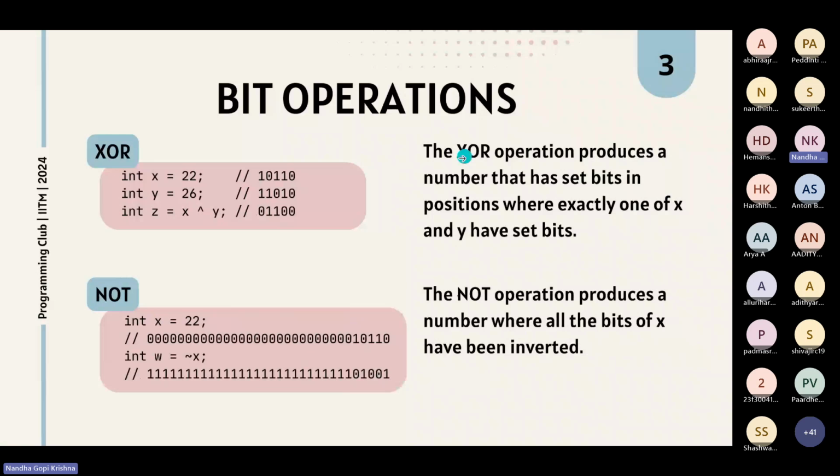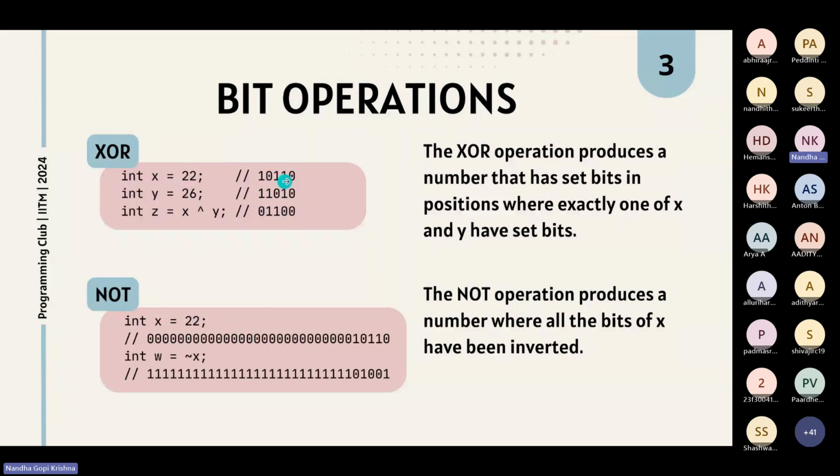Now we have XOR. What does a XOR operation do? XOR is also known as the exclusive OR operation. It sets the output bit to 1 if the input bits are different, and it sets the output bit to 0 if the input bits are same. So what does that mean? If the input bits are 0 0 or 1 1, then the output bit is 0. If the input is 1 0 or 0 1, then the output bit is 1.